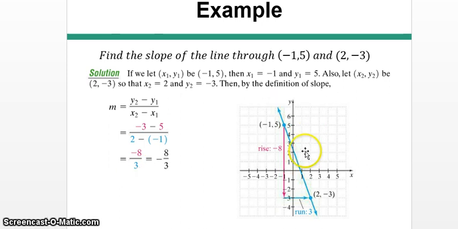Look at the picture. This is a line, and on this line (2, -3) is a point, (-1, 5) is a point here on this line. So the vertical change, which is called rise, is -8. The horizontal change, which is called run, equal to 3. So rise over run means -8 over 3 is the slope of the line.